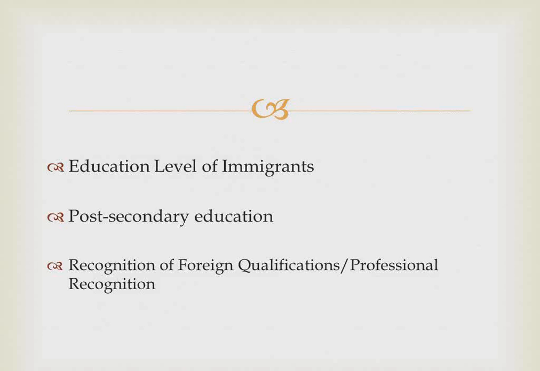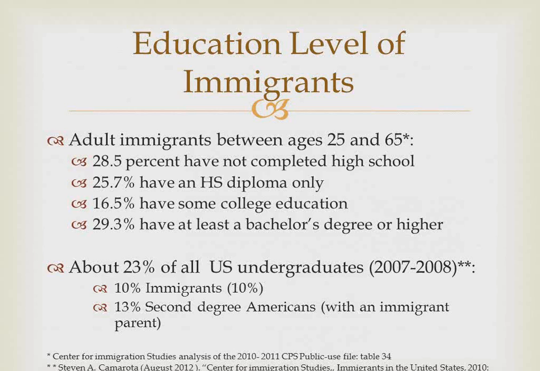First of all, I would like to give you some information on the education level of immigrants. Unfortunately, I didn't have the chance to get specific data on the level of education of refugees. But looking at the numbers nationally, adult immigrants between the ages of 25 and 65, 28.5% of them have not completed high school. I believe everybody knows that financial security and success in the U.S. are really based on the level of education, and the level is pretty low for adult immigrants. 25.7% have a high school diploma only, 16.5% have just some college education, and 29.3% have at least a bachelor's degree or higher.